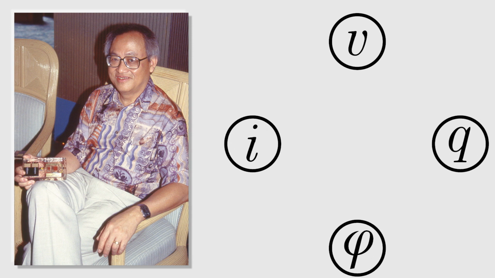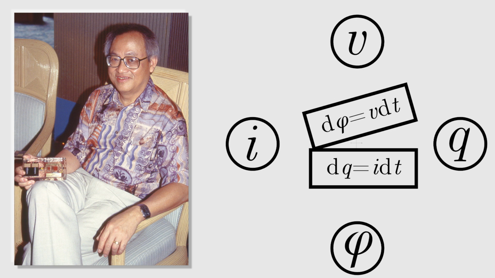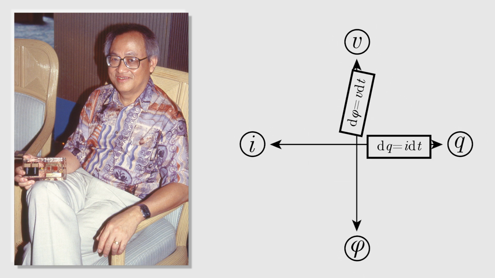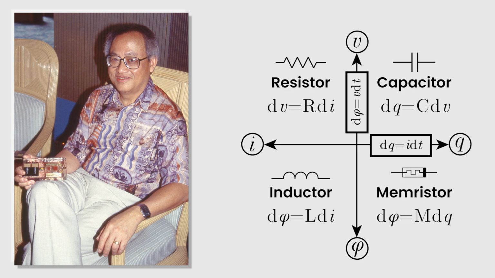Out of the 6 possible combinations, 5 were already known. 2 were defined by charge and flux linkage. The other 4 were defined by 3 passive elements: the resistor, capacitor, and the inductor. But Chua noticed the missing link between charge and flux linkage, and introduced memristance to fill the gap.